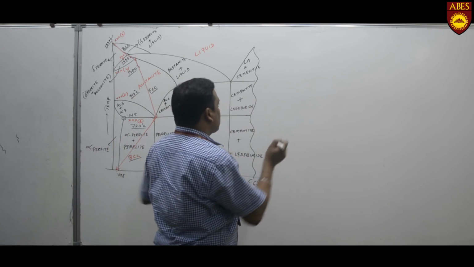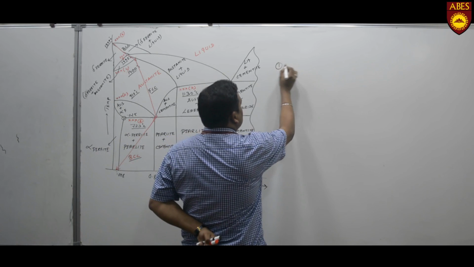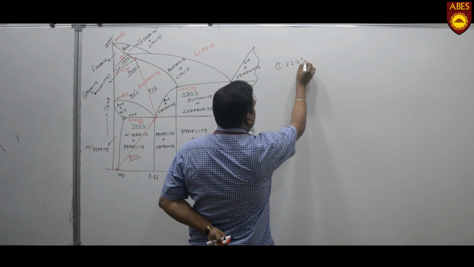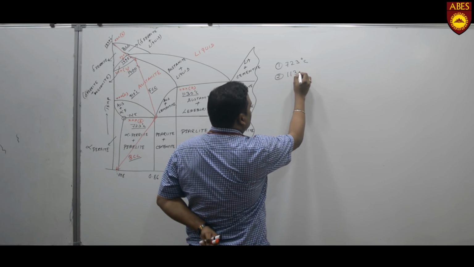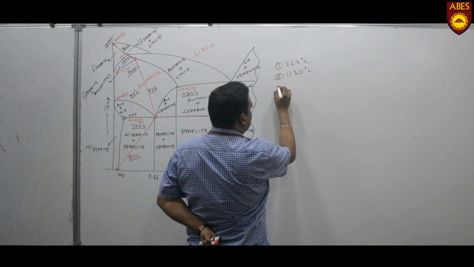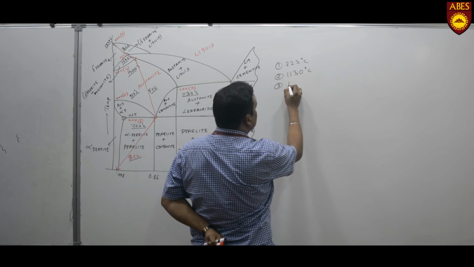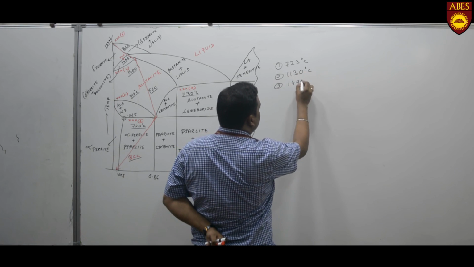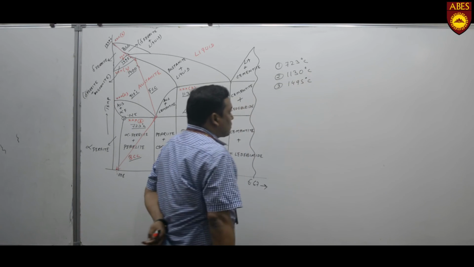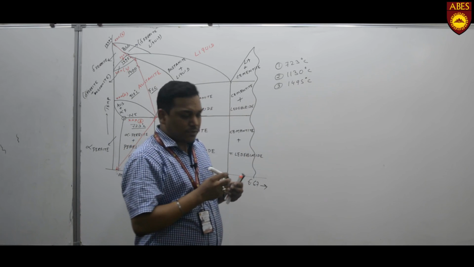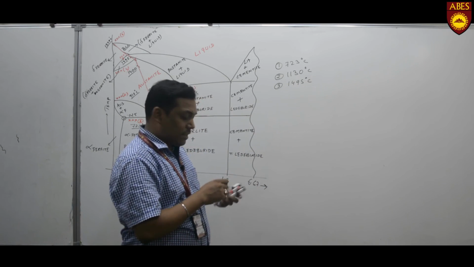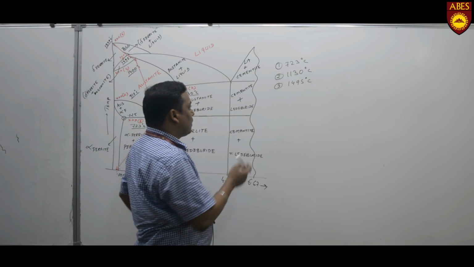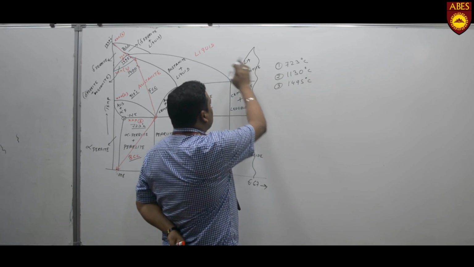The first reaction occurs at 723 degrees centigrade. The second occurs at 1130 degrees centigrade, and the third occurs at 1495 degrees centigrade. So there are several names for the temperatures at which these reactions occur. First of all, let's start at the third point, the topmost point.